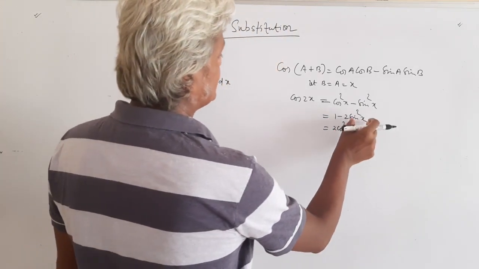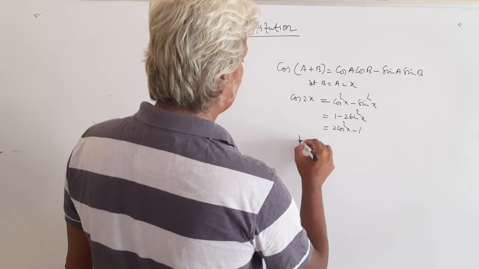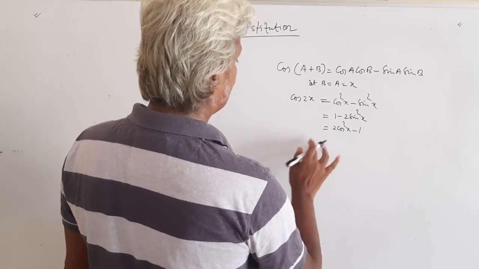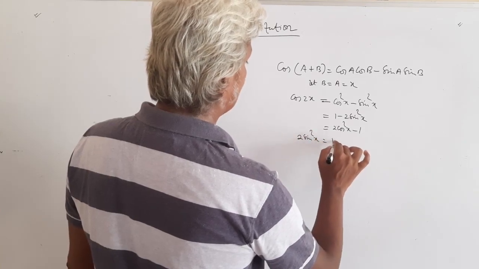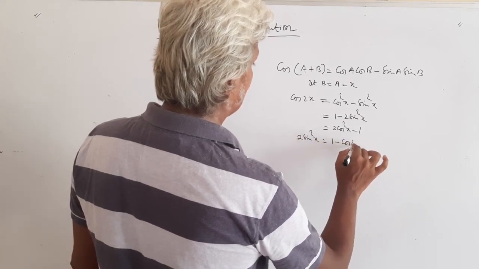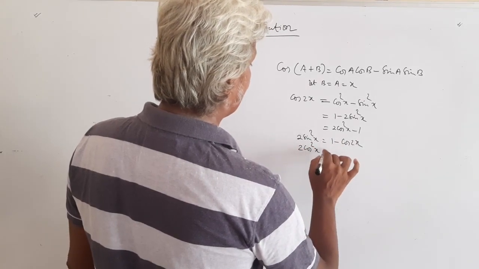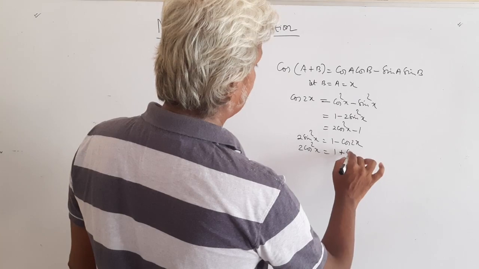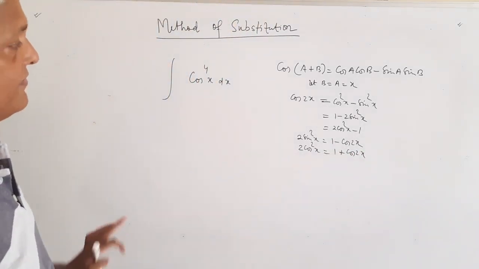So here if I transfer this on this side and this on this side, what I get is that 2 sin square x is 1 minus cos 2x, and 2 cos square x is 1 plus cos 2x. So we will be using the very same formula here.